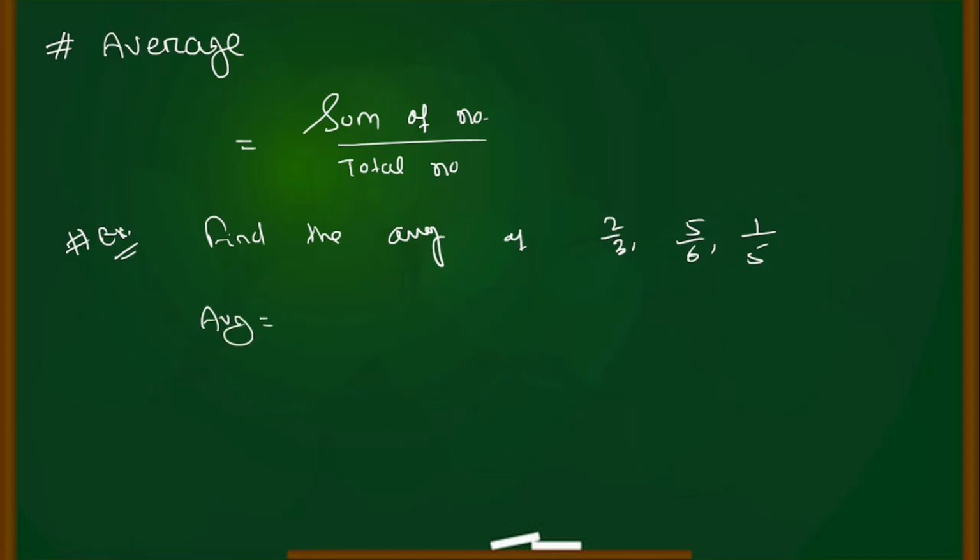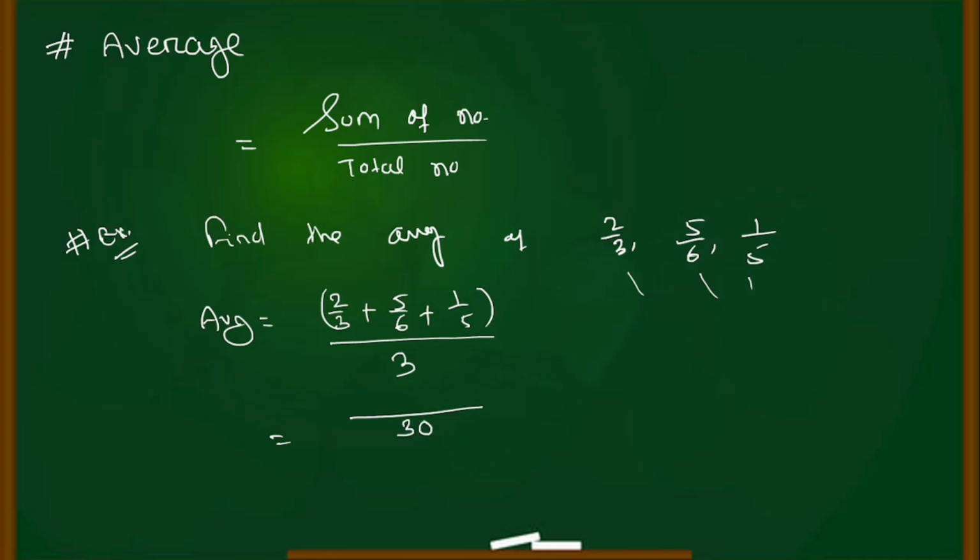The average formula is the sum of the numbers, that is 2 by 3 plus 5 by 6 plus 1 by 5, divided by the total number. How many numbers are there? 3 numbers, that's why write 3. Now first take the LCM, because we know how to solve addition of rational numbers. First we convert into equal denominators, then we add. The LCM is 30.